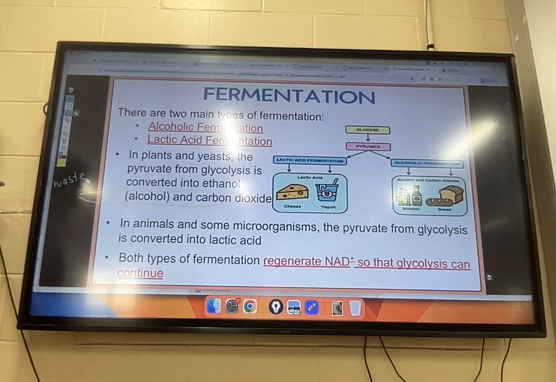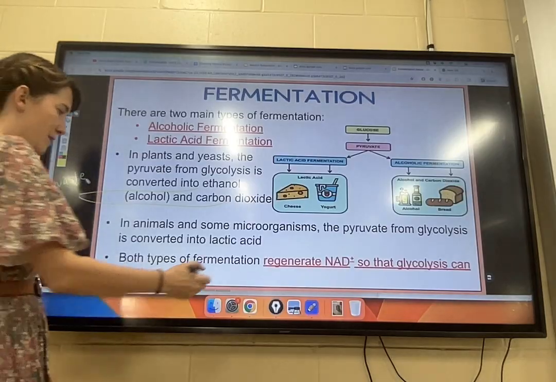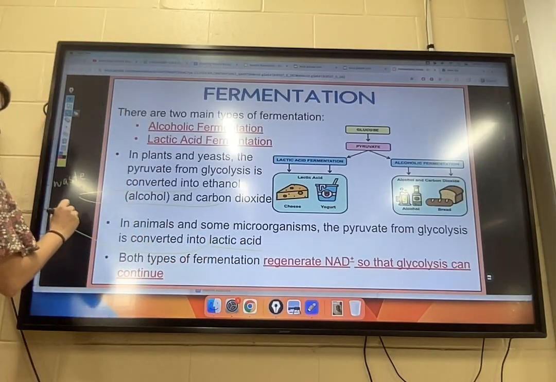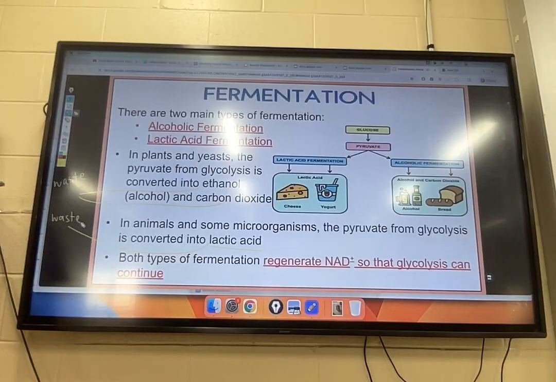Same thing in lactic acid fermentation. We actually don't care about having lactic acid. That's not really the goal. That is a waste product that is produced at the same time that we are oxidizing NADH to get NAD+, but we also get some trash at the same time.